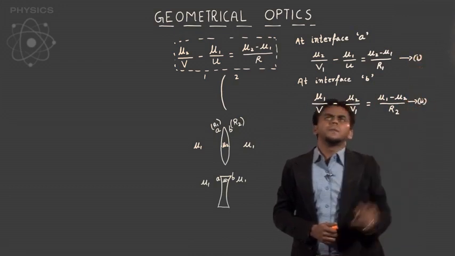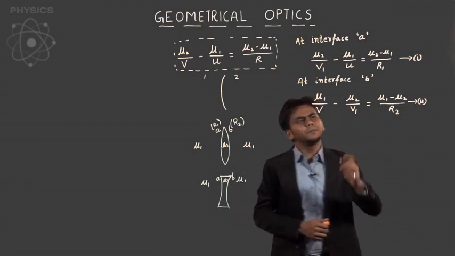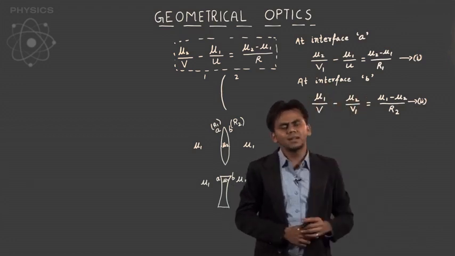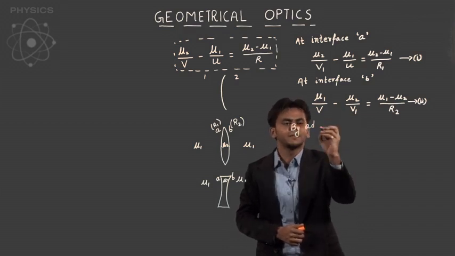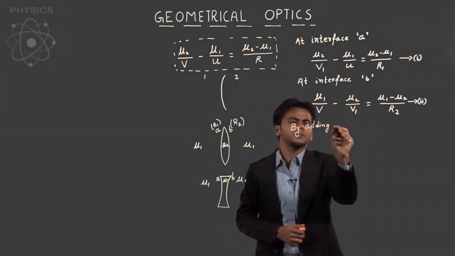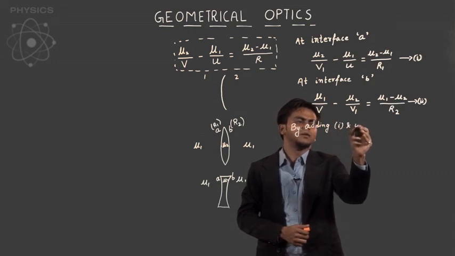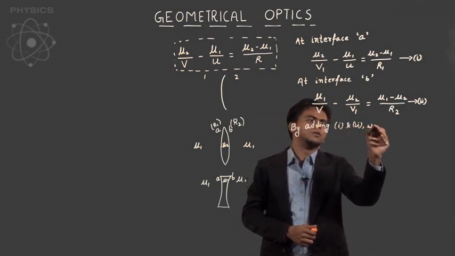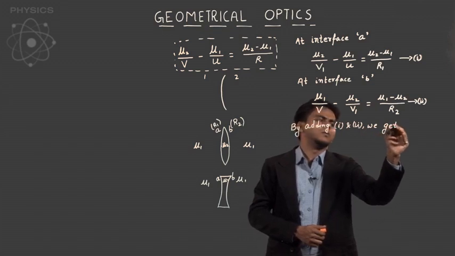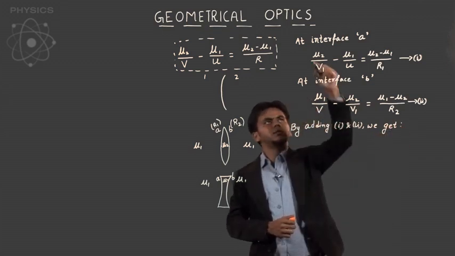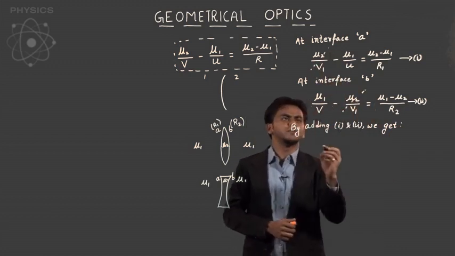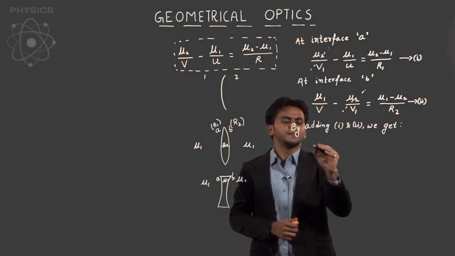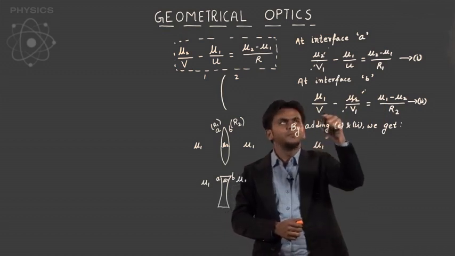Now if you observe these two relations, you could term them as relation number 1 and relation number 2. By adding them, you can simply say that these two terms would be cancelled away. So by adding 1 and 2, what's the advantage? I don't need V1, that's an intermediate thing, I need the final thing. So by adding 1 and 2, we get, these two things go away. Just cancel them out. What you'll be left with is simply mu1 by V minus mu1 by U.